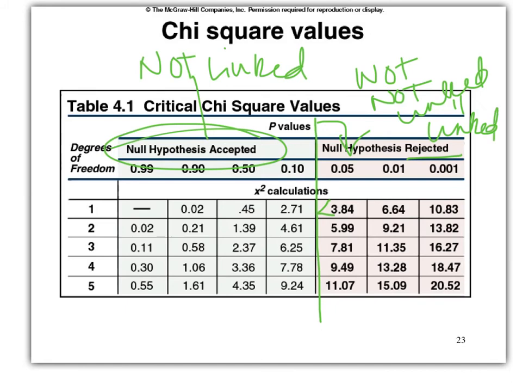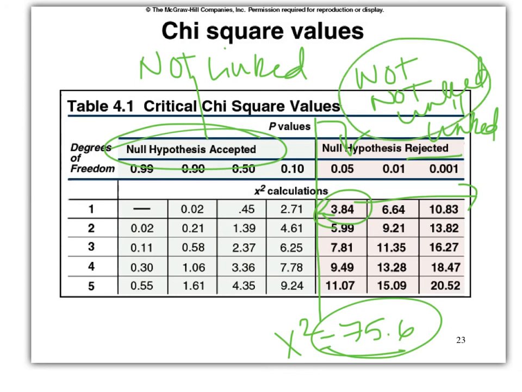Okay, so what was our value? 75.6? That was our chi-square value. Is that greater than or less than 3.84? What do you think? Yes, it's greater than. Okay, so it would be way off the chart over here. We definitely reject the null hypothesis. Those genes are linked.